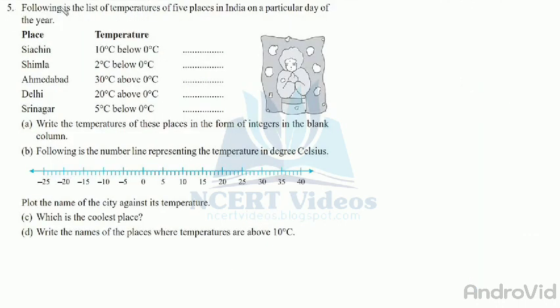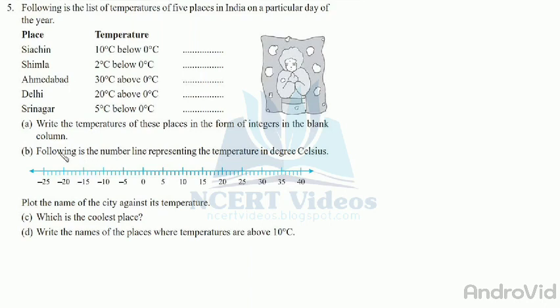Question 5. Following is the list of temperatures of 5 places in India on a particular day of the year. Siachen, 10 degrees below 0 degrees Celsius. Shimla, 2 degrees Celsius below 0 degrees Celsius. Ahmedabad, 30 degrees above 0 degrees. Delhi is 20 degrees above 0 degrees. Srinagar is 5 degrees below 0 degrees Celsius. So write the temperatures of these places in the form of integers in the blank column. This is your blank column.